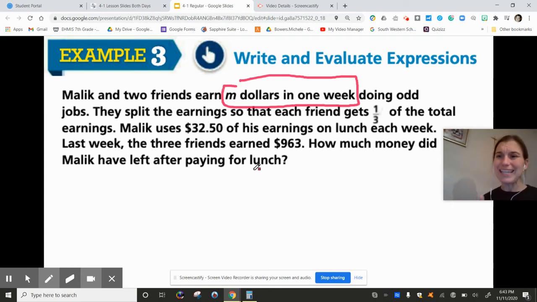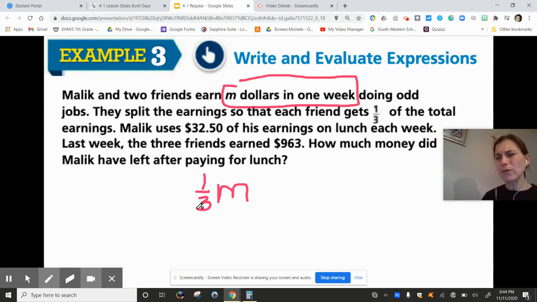So first he's going to earn the money, and then he's going to spend money. Well, we're going to pretend like that's what's happening. So let's say they earn M dollars one week. Well, does Malik get to keep all of that money? How much of that does he get? He only gets 1/3 of that. So I would have to multiply that money by 1/3.